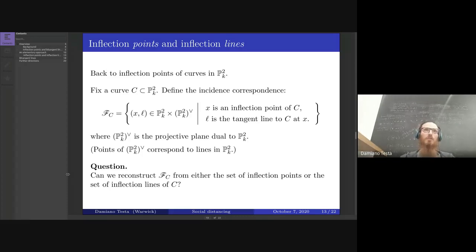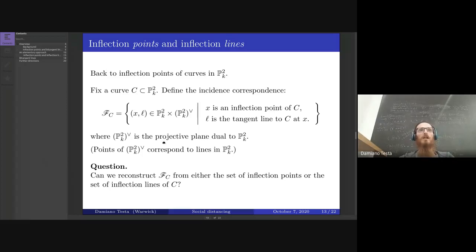So let's go back to inflection points of plane curves. So we're going to fix a curve in P2, and we're going to look at the standard incidence correspondence of a point on the curve that is an inflection point, and the corresponding inflection line on the curve. So X is my point in P2 that happens to be an inflection point of the curve, and L is the line that is tangent to C at X, and because X is an inflection point, it's an inflection line. As usual, I denote by the dual projective plane the space of lines in P2.